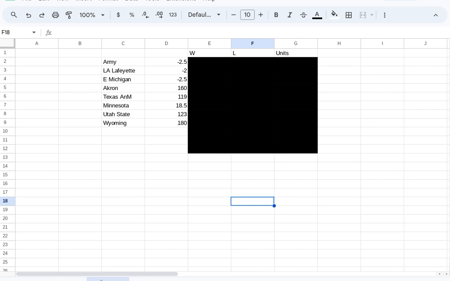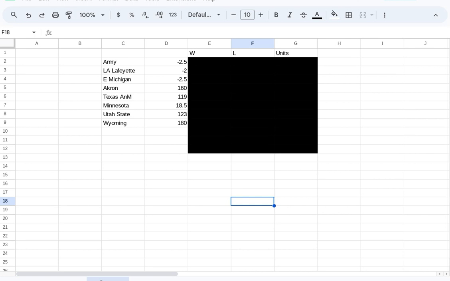Eastern Michigan -2.5. Akron was +4. I'm sorry, +4.5. So we play that on the money line at +160. Texas A&M, same deal. They were +2.5, so we play that on the money line at +119.